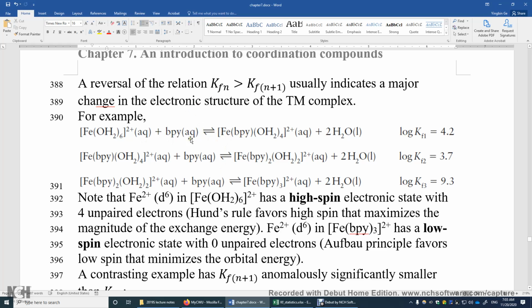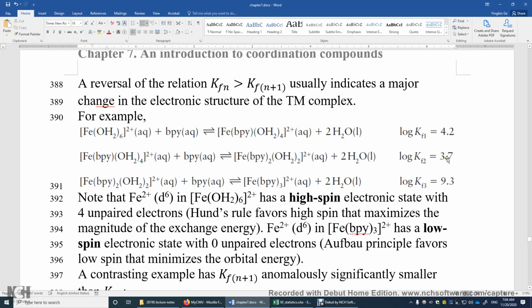So now let's look at these 3 reactions. So over here, this iron transition metal center is bonded to 6 aqua ligands. Now we're going to use bipyridine to replace 2 waters at the same time. Bipyridine is bidentate. So over here we have this formation constant. This is really 10 to the power of 4.2. And then let's replace the next two aqua ligands with one more BPY. This formation constant is 10 to the power of 3.7.